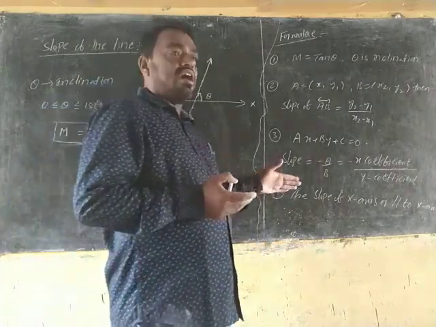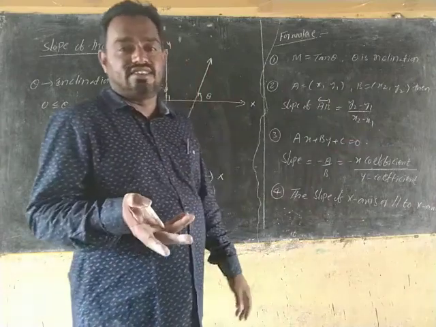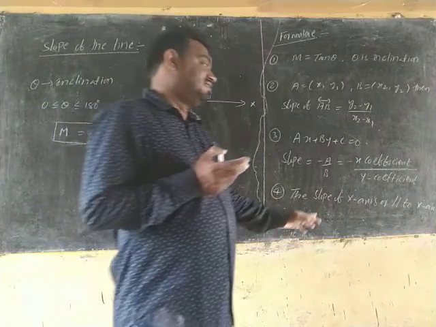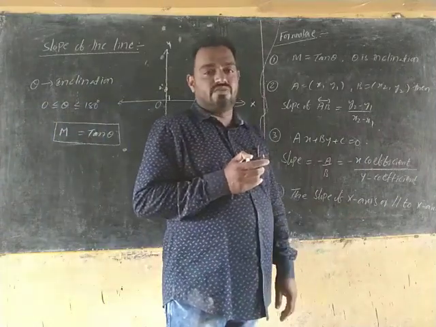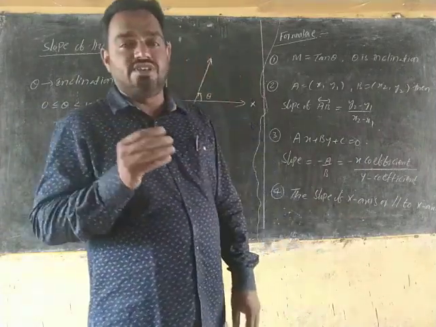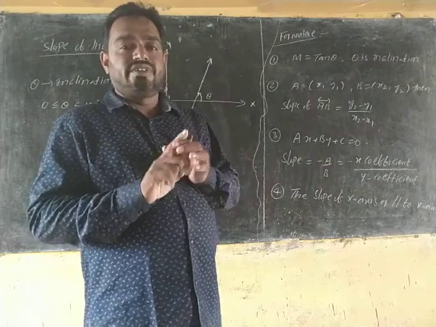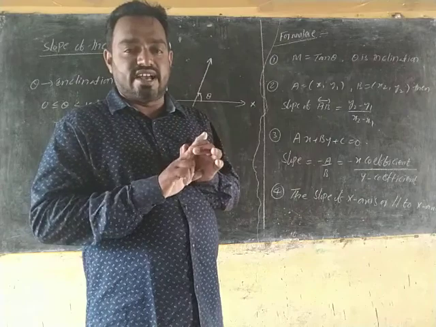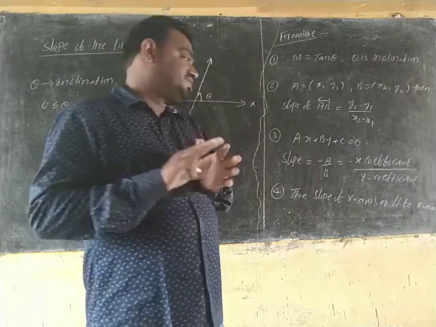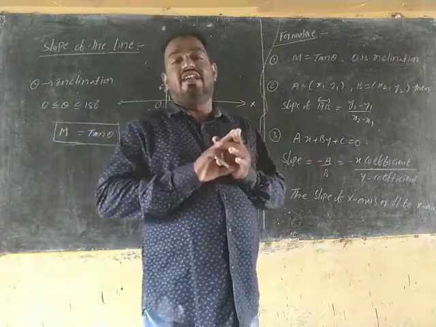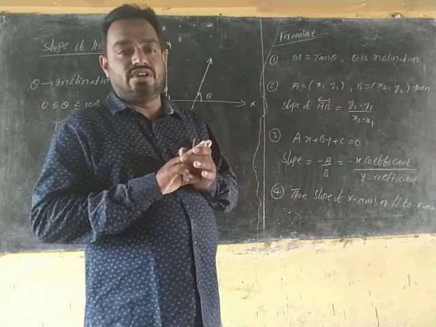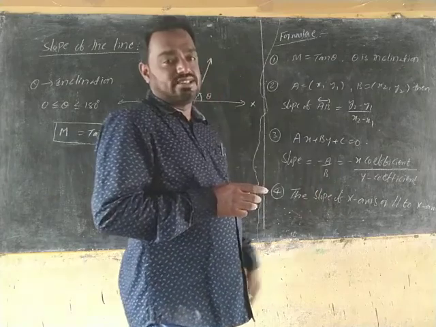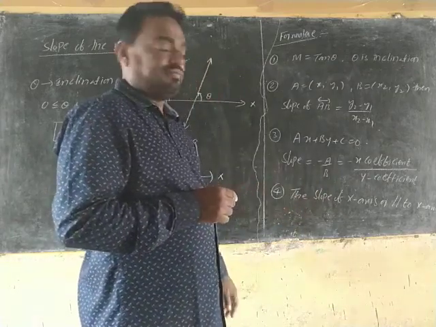The x-axis is nothing but a horizontal line, so the slope of a horizontal line is 0. Which line's slope is 0? The x-axis slope is 0. Parallel to the x-axis, slope is 0. The horizontal line slope is also 0. You remember these axis and lines whose slope is 0.